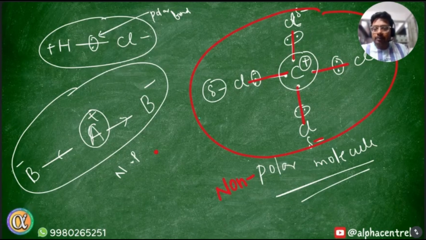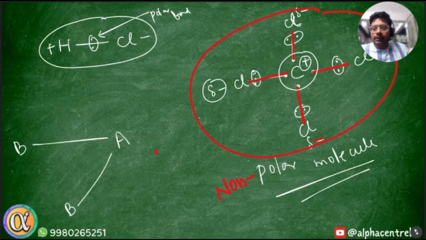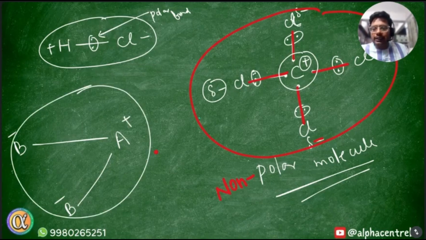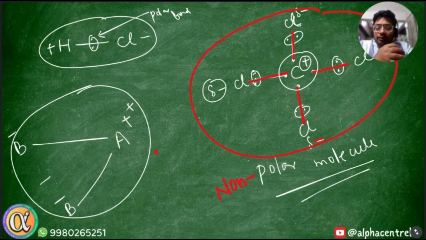But suppose the structure is like this. For the same AB, suppose A and then 2 B are arranged like this, not straight. Then these are negative, negative, and positive. Now if you look at the overall molecule, this side is negative, this side is positive. So it is polar in nature. So if there is more than one bond, you need to see how the bonds are arranged. Are they opposite to each other? If they're opposite, they will cancel out their effect. If they are aligned at some angle, they won't cancel out each other, and still one side will be positive and one side negative.